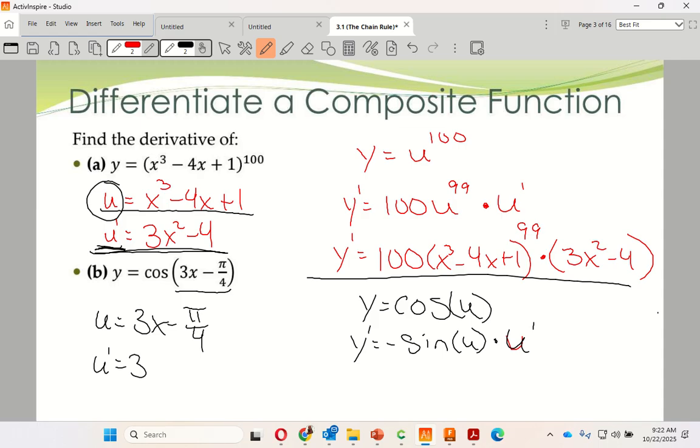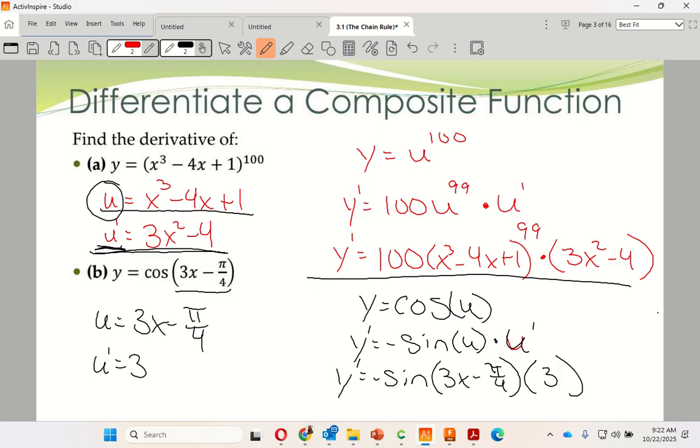And then what do we do? Put it back, right? Let's put it back. Over 4, right? Times 3. So I could clean it up by putting that 3 up front, but I'm still showing all my work and my answers there.